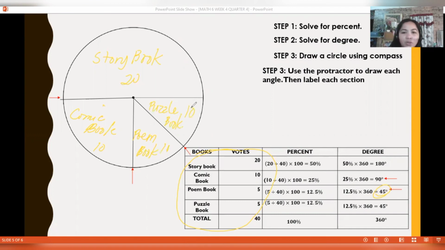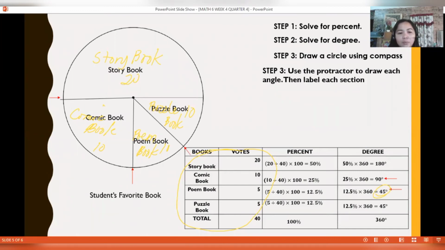So, next is, ayun nga, label. Nilagyan ko din dito ng label. Ayan. And then, put a title, which is Students' Favorite Book. So, ito na ang ating circle graph para sa ating example problem. So, pwede ninyong kulayan yung each section ng iba't ibang color. Be creative on how to present your circle graph. So, that's how we construct a circle graph.